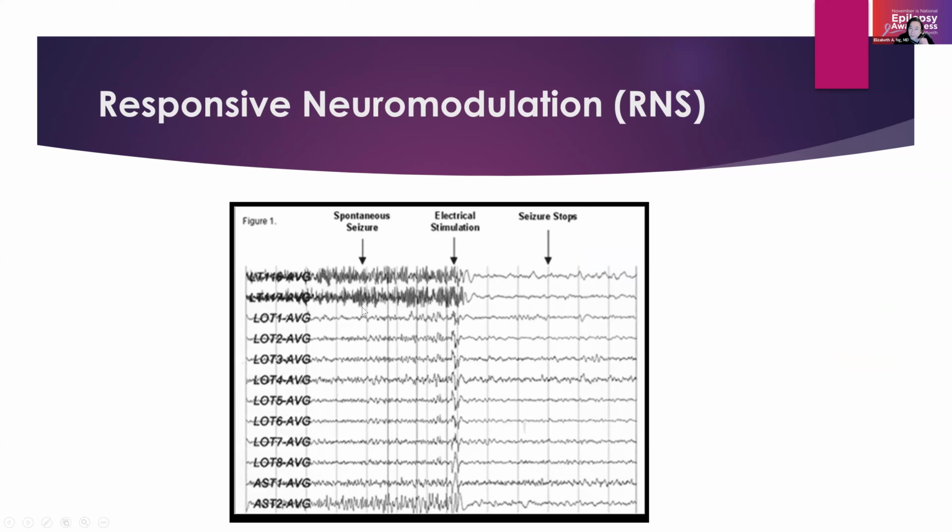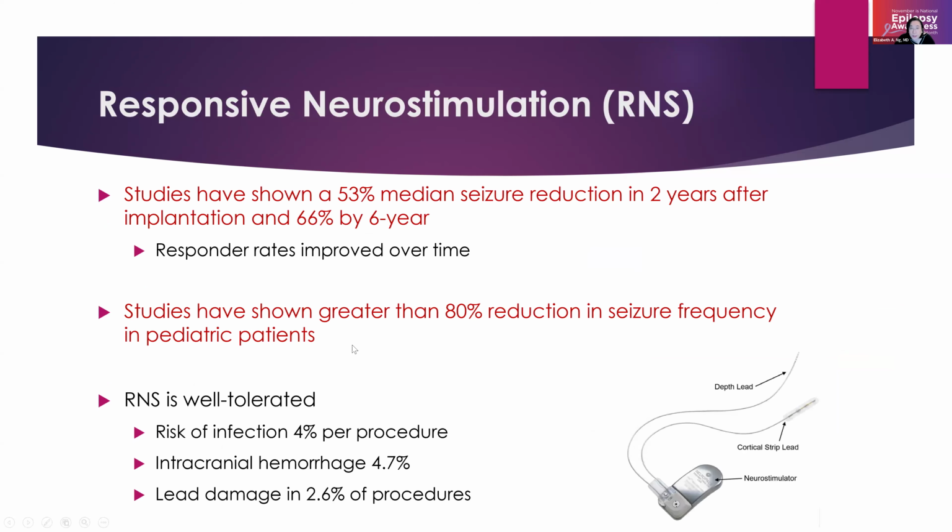So you can see here, there's a spontaneous seizure right here. Then the electrostimulation aborts that seizure, and that's what occurs with the RNS. And studies have shown that there's a 53% median seizure reduction 2 years after implantation, but a 66% reduction by 6 years. So the responder rate improves over time.